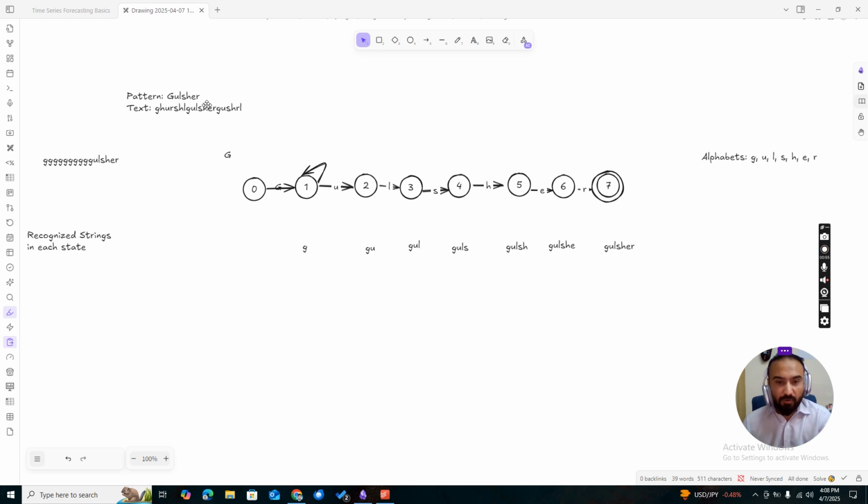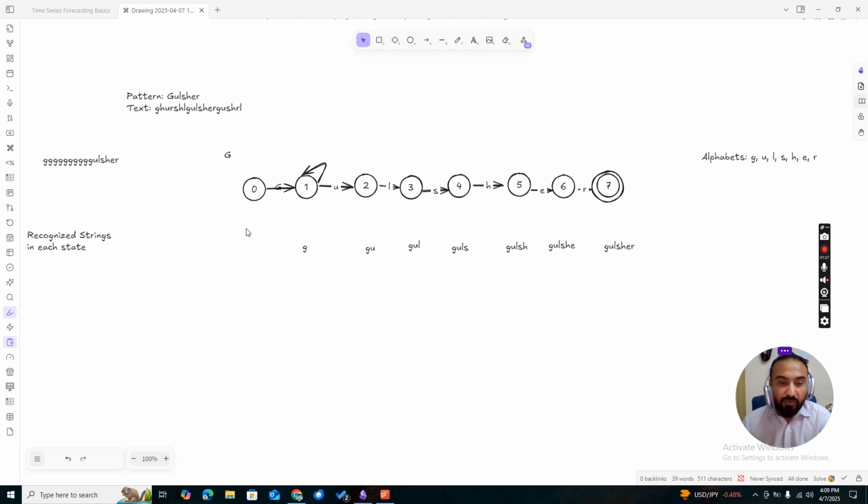Basically, what is the problem? The problem is we are performing string matching through finite automata. The alphabets we have identified from the pattern and from the text are G, U, L, S, H, E, R. These are the alphabets used in our pattern as well as in the text. So first, we identify the alphabets.